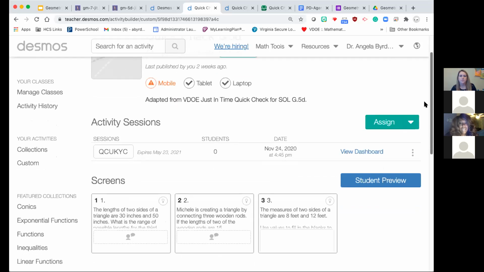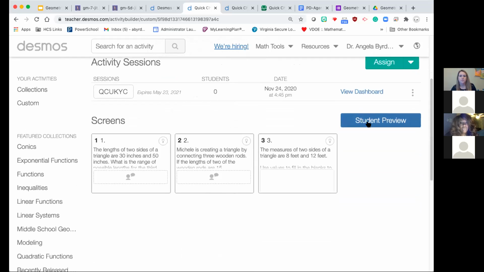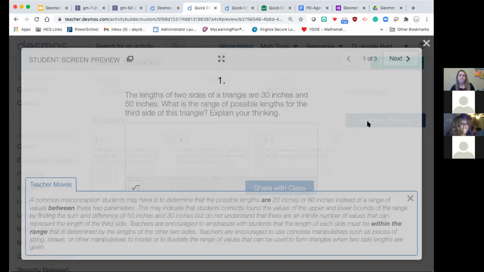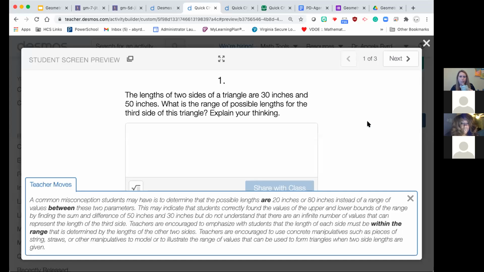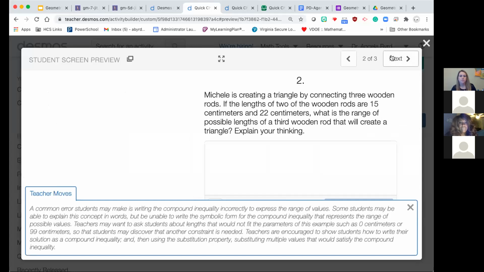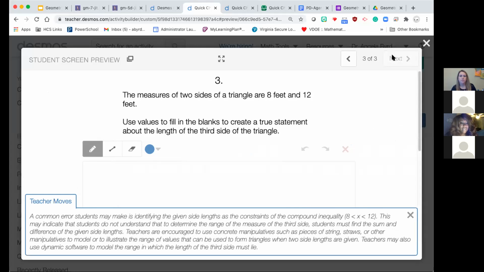Another piece in the teacher dashboard is what's called the student preview, where you as the teacher get an opportunity to see what the students are going to encounter when they get into the Desmos activity. What's great is that the just-in-time quick check has been transposed into the Desmos activity using Desmos Activity Builder. Here as the teacher, you'll be able to see those misconceptions that have been outlined from the teacher notes that Rebecca went over, located here in the student preview section. You're going to see each of the questions in this just-in-time quick check. You'll see it's only 3 questions.